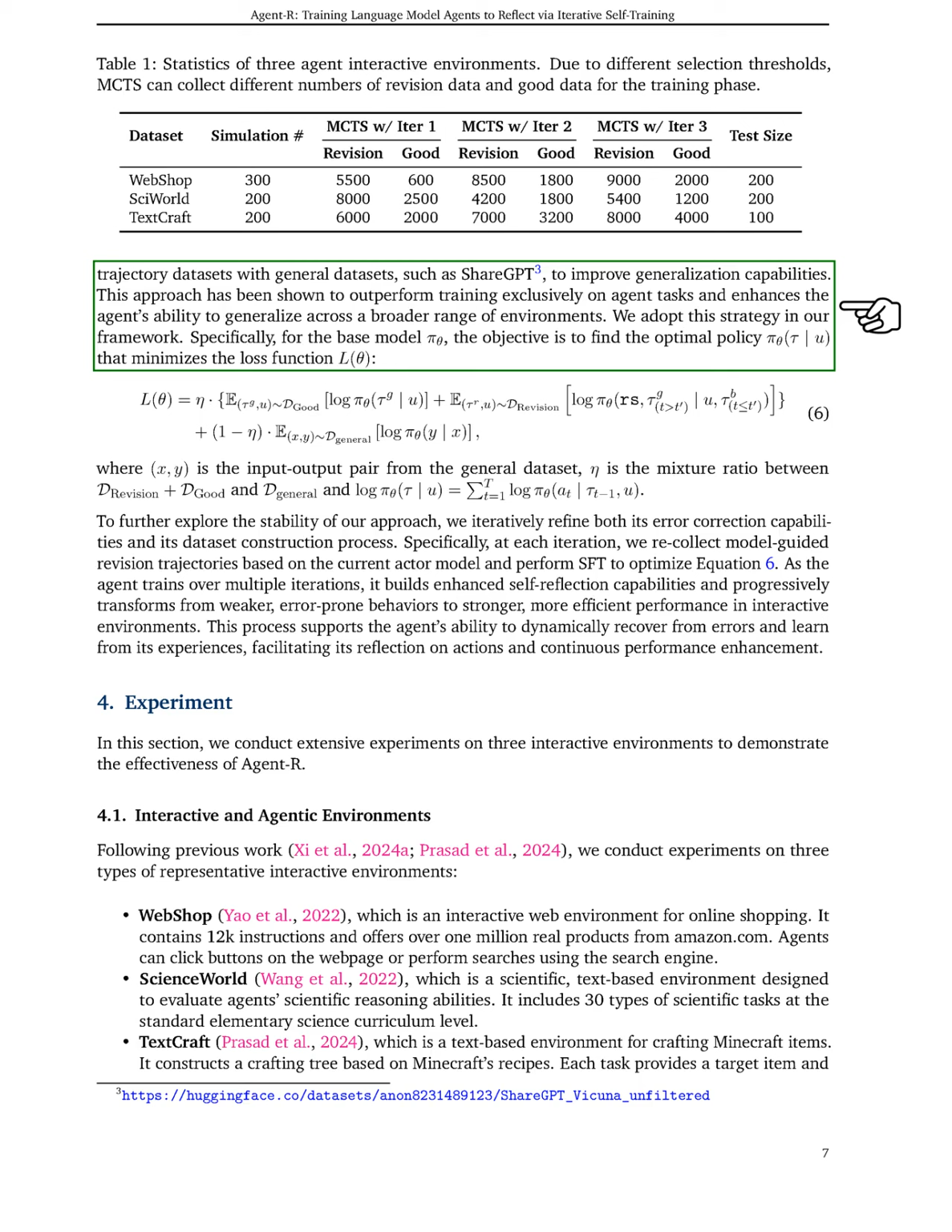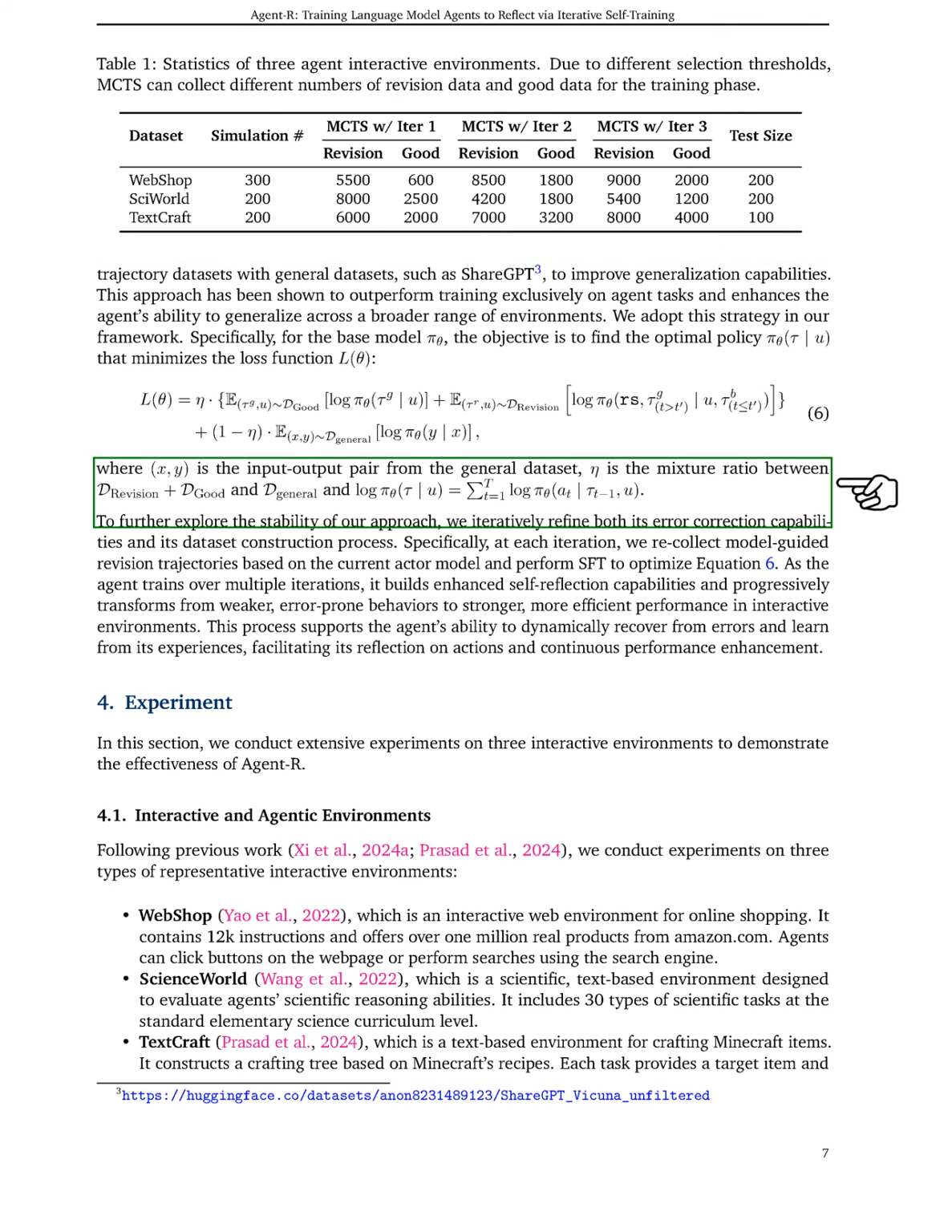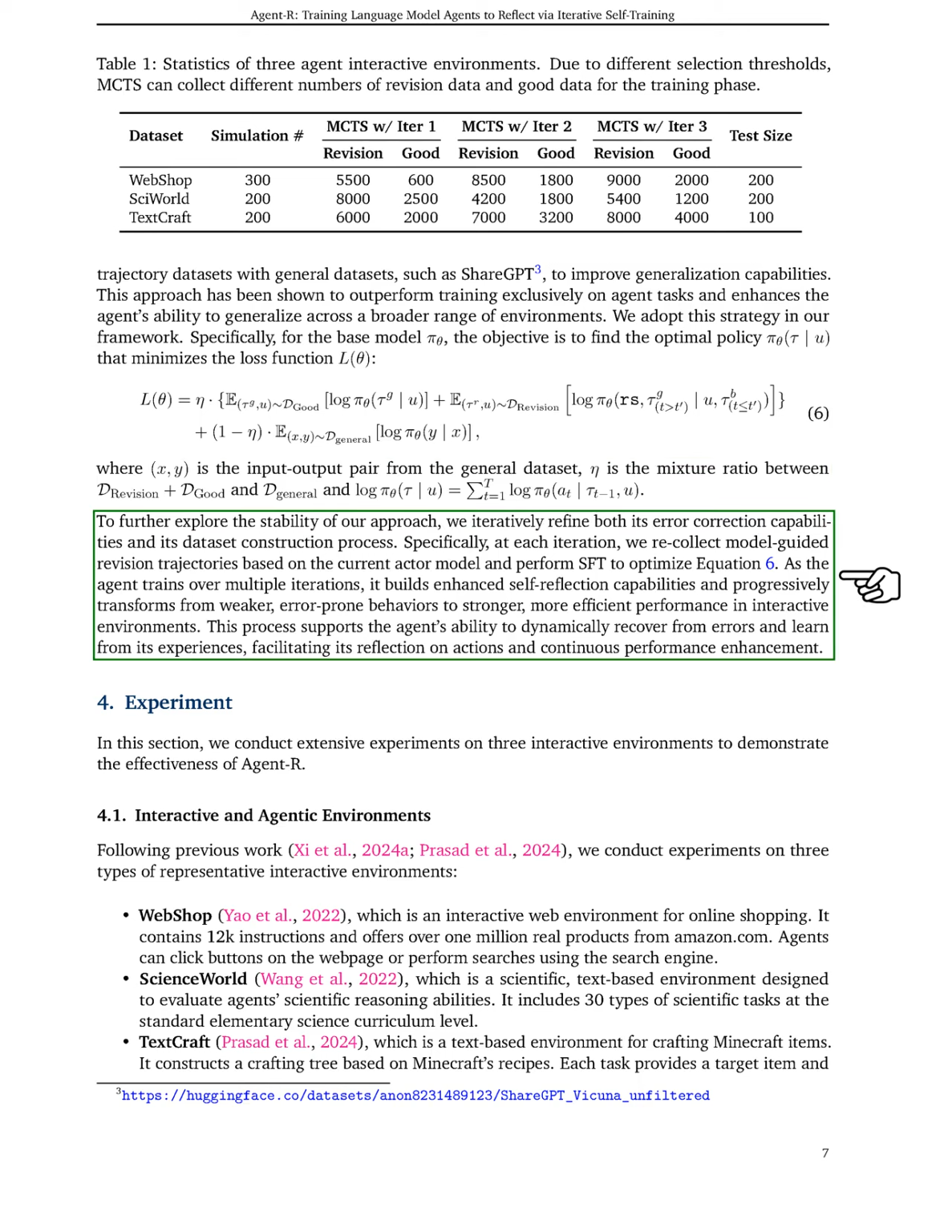Additionally, we combine our agent's trajectory data with general datasets, like ShareGPT, to enhance its ability to generalize across different environments. For our base model, we aim to find the best policy that minimizes a loss function, which incorporates input-output pairs from the general dataset and a mixture ratio. To ensure stability, we continuously refine our error correction and dataset construction processes.